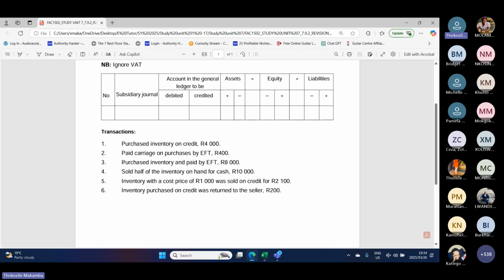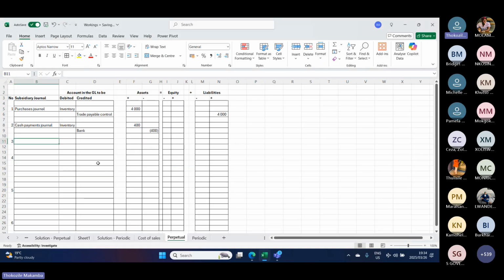Transaction number 3, purchased inventory paid by EFT, 8,000 Rand. We paid by EFT, so we know we need to be in the cash payments journal. Because we're in the cash payments journal, our credit has to go to bank. And our debit, well, we purchased inventory. So because we're in the perpetual system, we must debit inventory. Inventory is increasing, which means my assets are up 8,000. Bank is decreasing, which means my assets are down by 8,000.